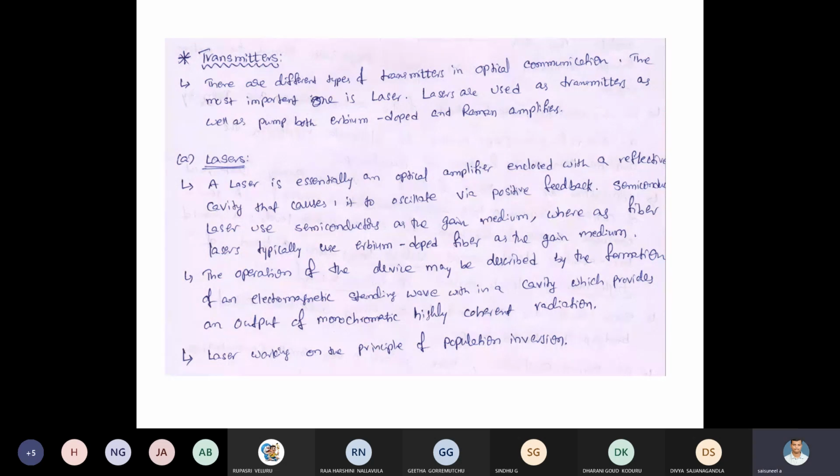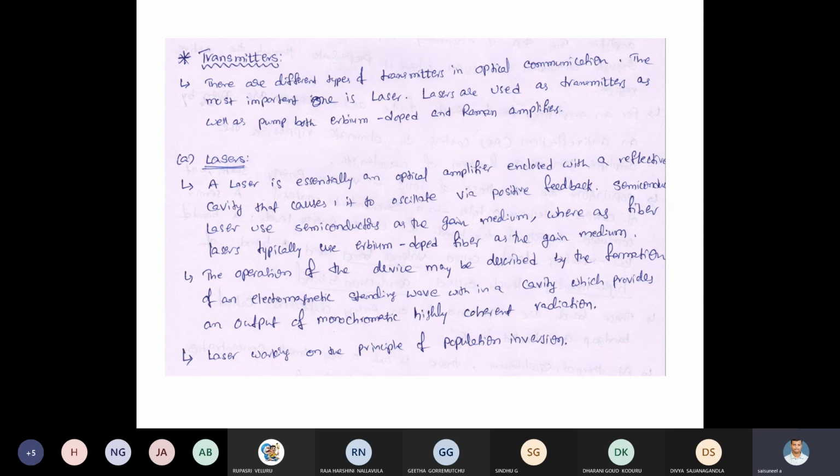Right, here, what is the use of lasers compared to LEDs? Lasers are monochromatic in nature and coherent in nature, that is, to transmit a light signal in a particular direction, not in all directions. We have to transmit in a particular direction, that is a coherent structure.